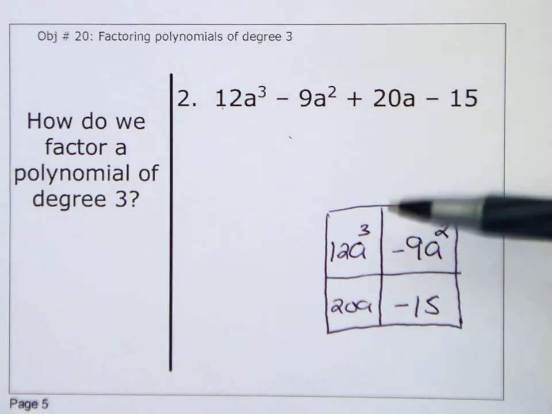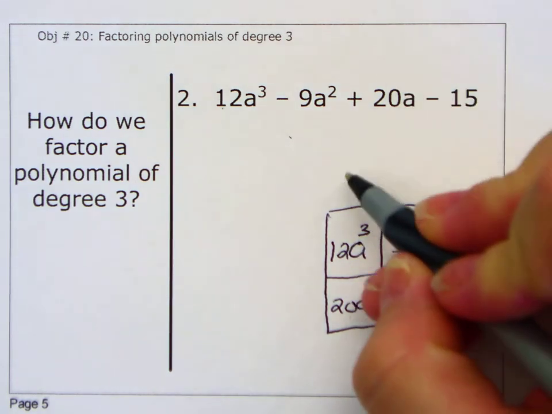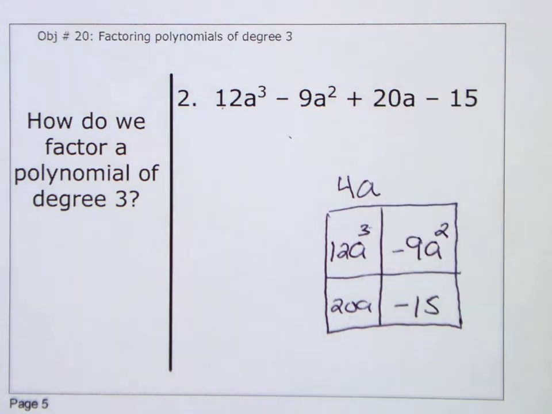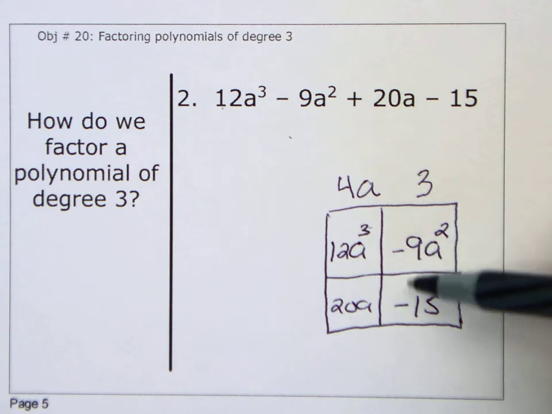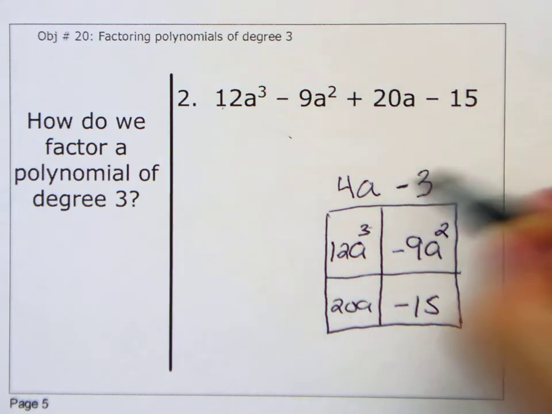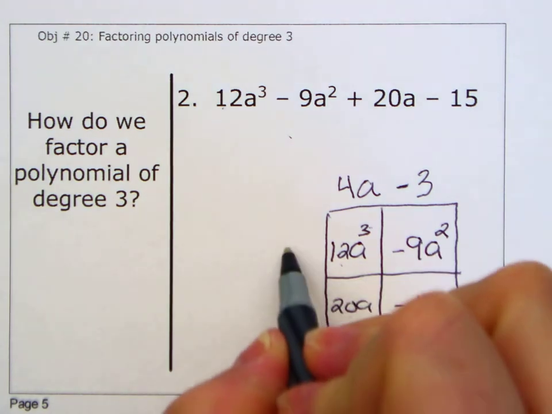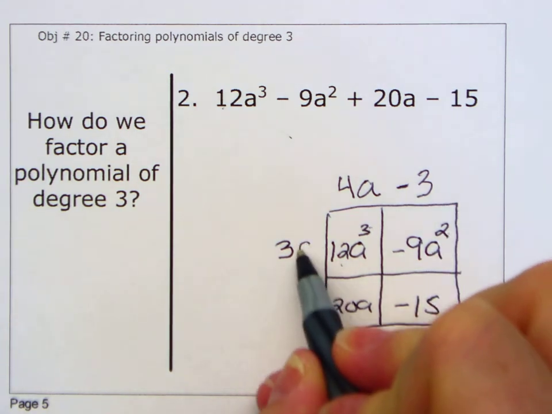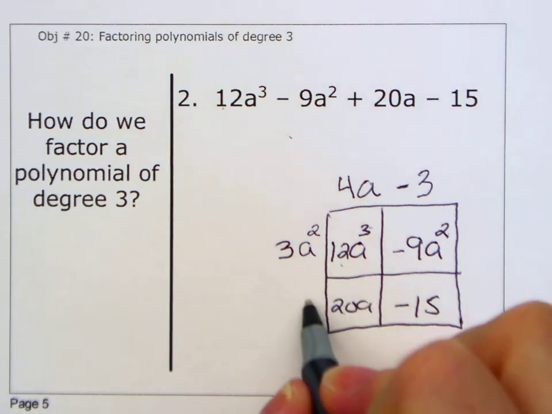Now this one's a little trickier. What goes into 12 and 20? I think it's 4. And then we have a cubed and a. That's a. 9a squared and 15. That's a 3. Now, what did I say the rule was? When you see 2 negatives, you put a negative. Okay. Now, left and right. 12 and 9. That's a 3. a cubed and a squared. Take the smaller one, a squared. 20 and 15 is 5.